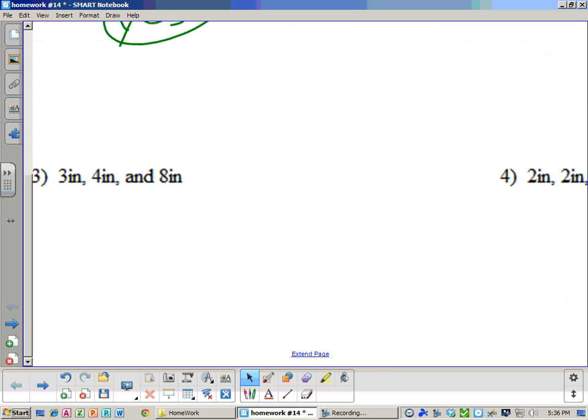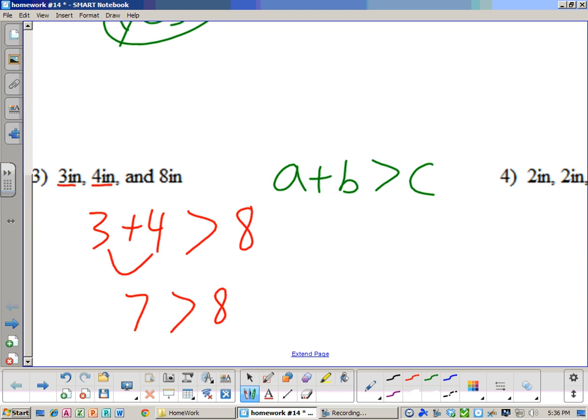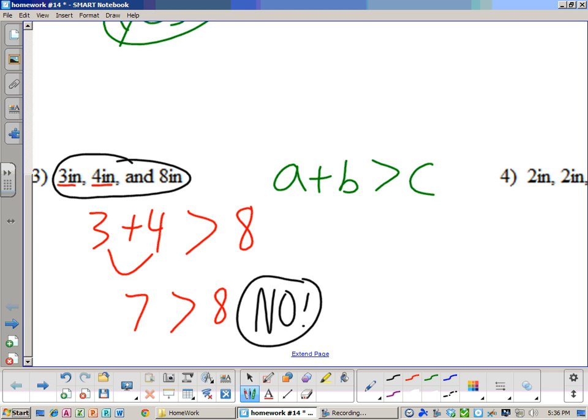Number 3. 3, 4, and 8. Well, I must remember the theorem, A plus B greater than C, right? So I'm going to say right here, 3, 4. Those are my small sides, so I'm going to say 3 plus 4. Is that greater than 8? 3 plus 4 is 7. Is 7 greater than 8? No. So it is impossible to make a triangle using these sides. It is impossible to make a triangle with sides 3, 4, and 8. So the answer to this one, no, it is not possible to make a triangle.